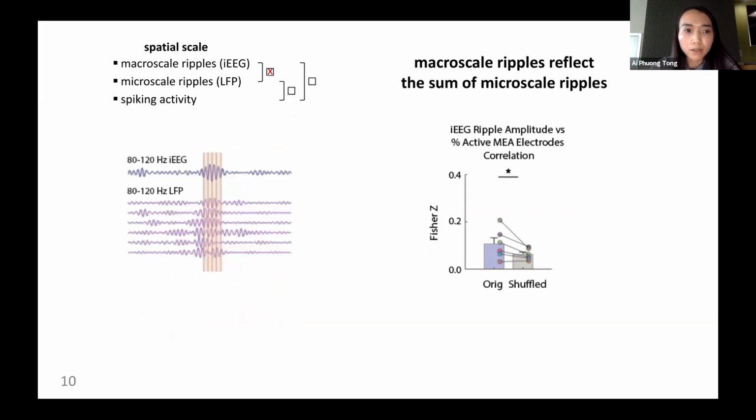We further compared macroscale ripples and microscale ripples. So this time we just focused in on the ripples. From looking at the signals simultaneously, we found that when there were more microscale ripples, the macroscale ripple tended to be larger. When we computed the correlation between the macroscale ripple amplitude and the proportion of microelectrodes with ripples, we found a significant correlation, suggesting that macroscale ripples reflect the sum of microscale ripples.